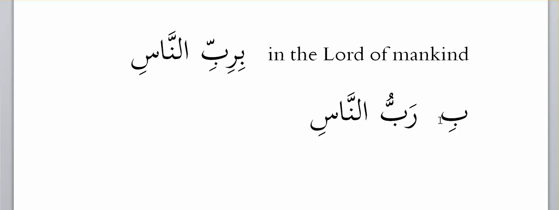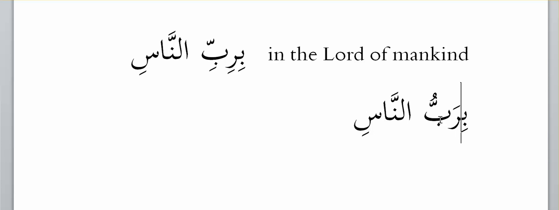But then there's another word, bi. Bi is called a preposition or harf. Harful jar in this case. I'm skipping the Arabic names. I don't want to confuse you with too much stuff. But it's called a preposition. What you do is when you put this preposition here, look what's going to happen. We join it. Bi Rabbin Nas. The preposition makes the word after it have kasra.